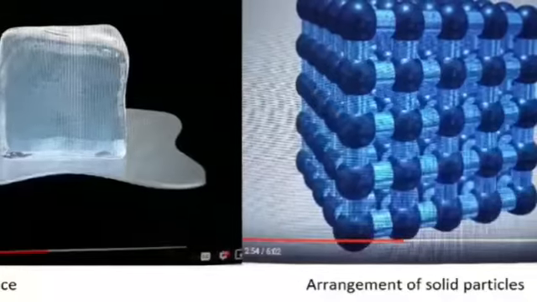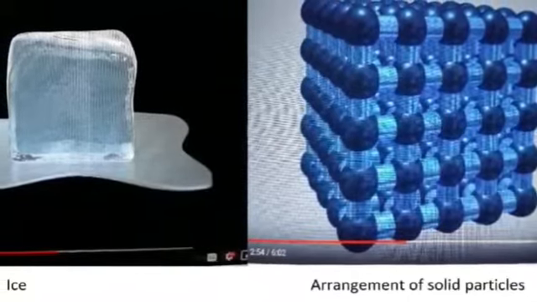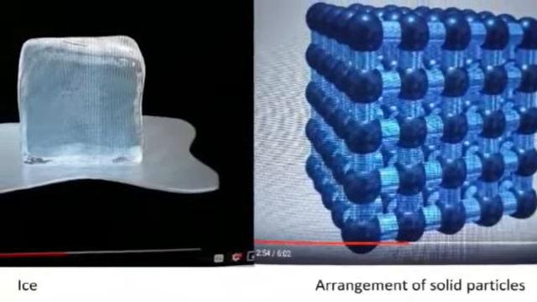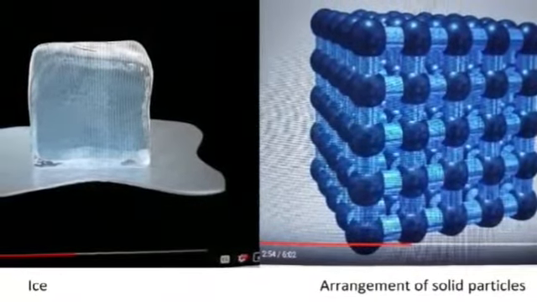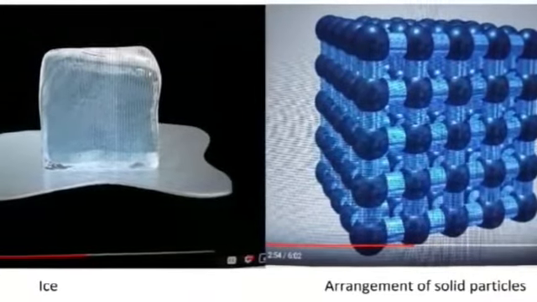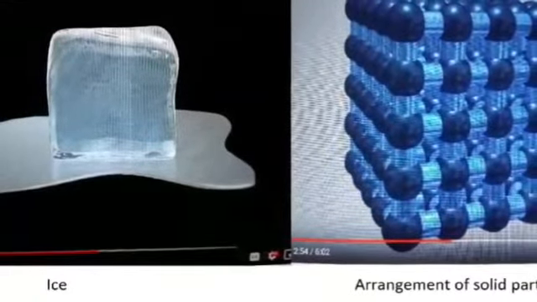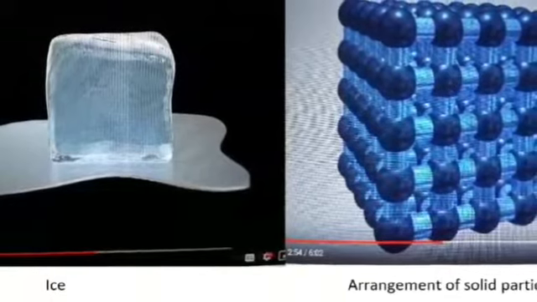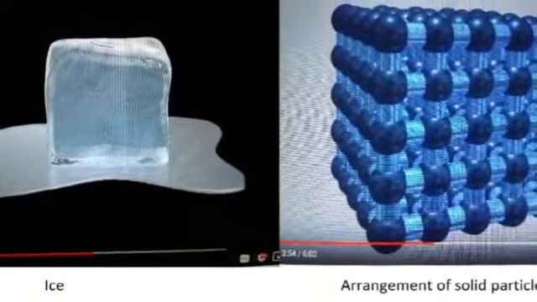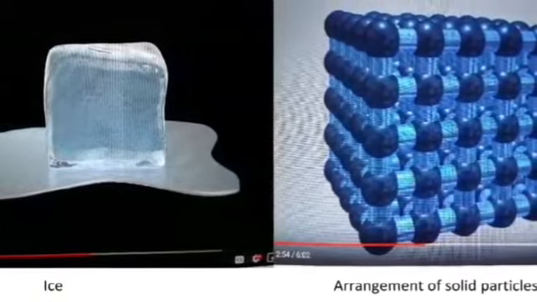Okay, now we will see how the melting process occurs. Now let's see what happens in the melting process. In ice, the particles are arranged closely packed and in an orderly manner. The particles have low energy content, so they can only vibrate at their own fixed positions.